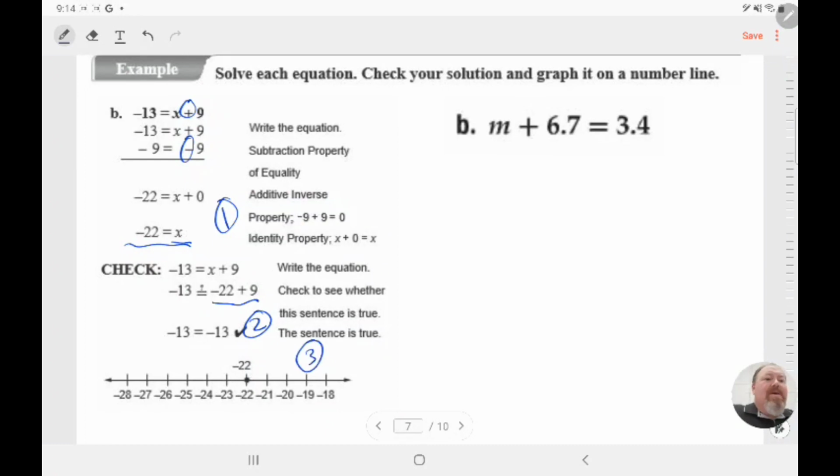So if I have m plus 6.7 equals 3.4, the opposite of addition is subtraction, so I subtract 6.7 from both sides.